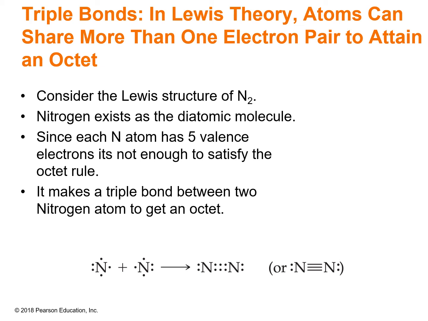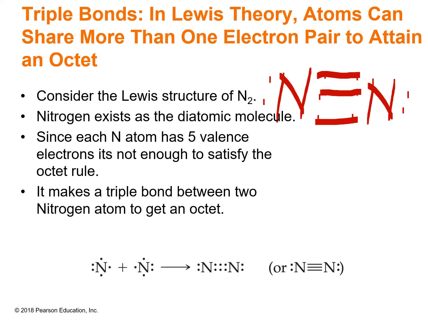Nitrogen is coming from group 5A and has 5 valence electrons, so it needs 3 more to have an octet of 8, right? And so if you see, both the nitrogens end up having an octet of 8.